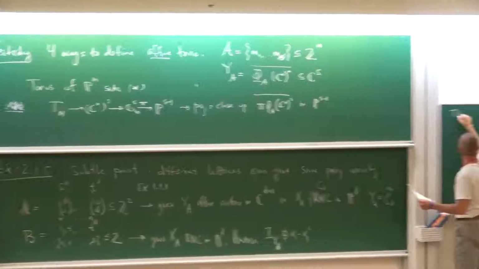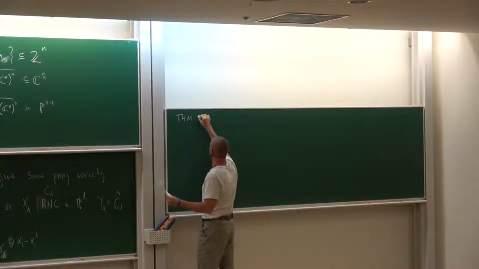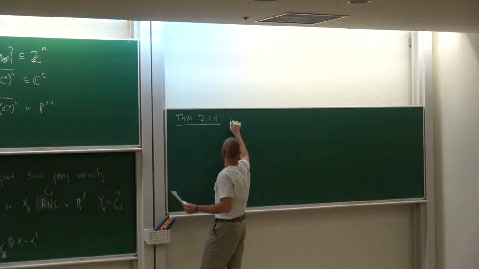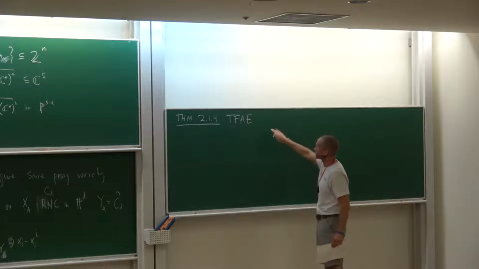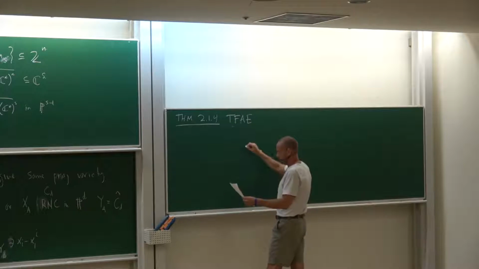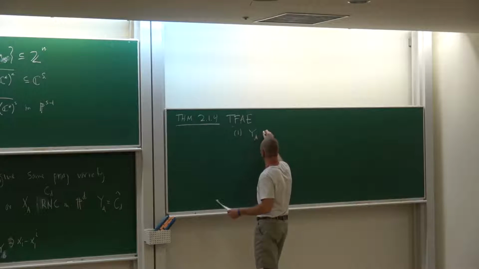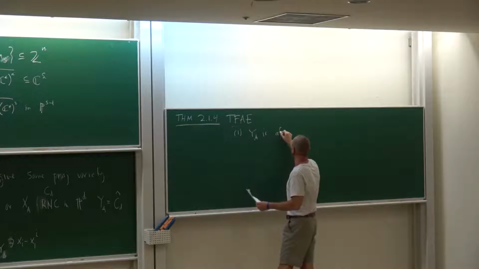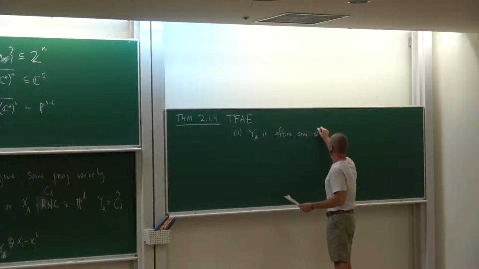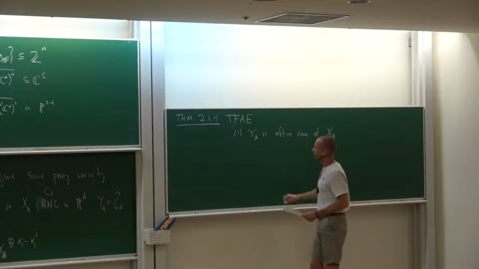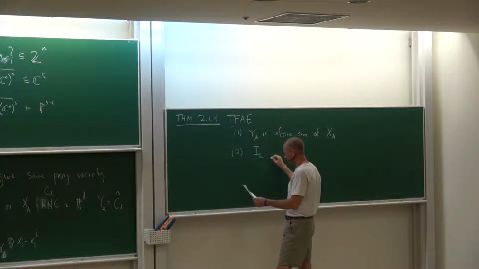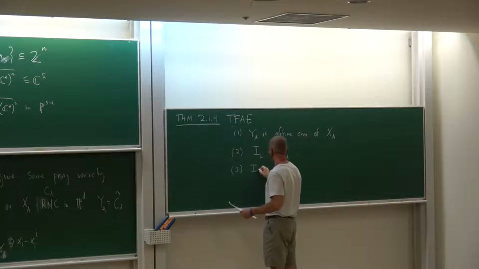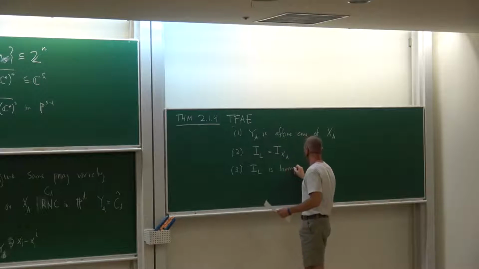So theorem 2.1.4 EF. This is an abbreviation that everybody probably knows, but just in case, it's the following are equivalent. 1, y sub a is the affine cone of x sub a. 2, I sub L, I'll remind you in a second what I sub L is, equals I of x sub a. 3, I sub L is homogeneous.